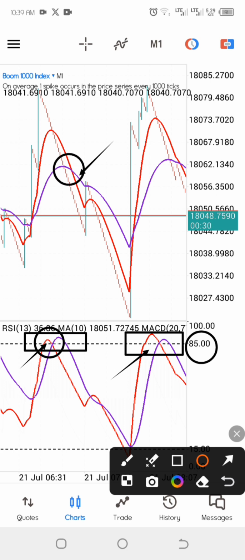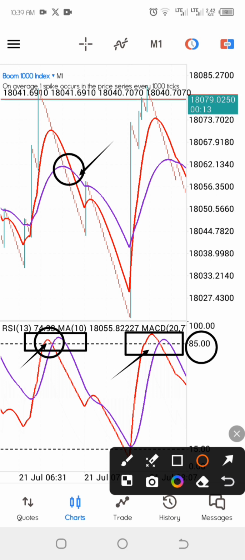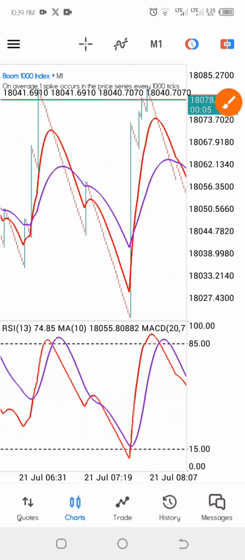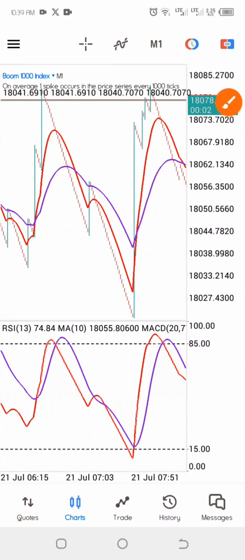After they cross each other, you don't just enter your trade. What are the next things you are waiting for? You are waiting for where the price now gives you a spike. That spike has to touch the lines, either the first moving average line, which is the red line, or it touches the second line, which is the purple line. So that is what you are waiting for.